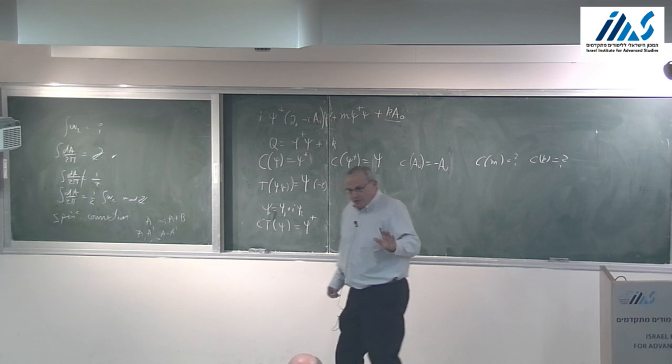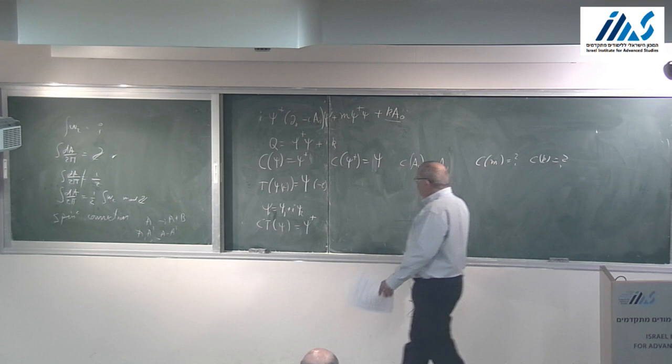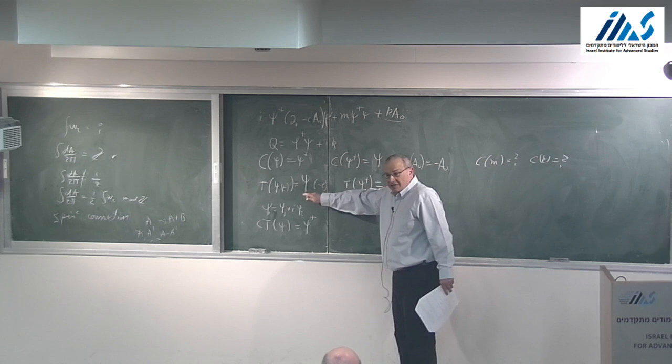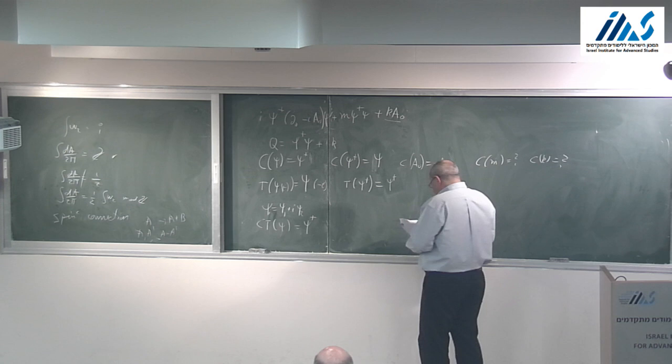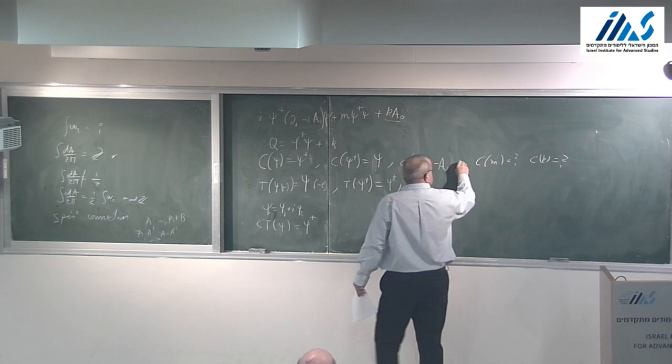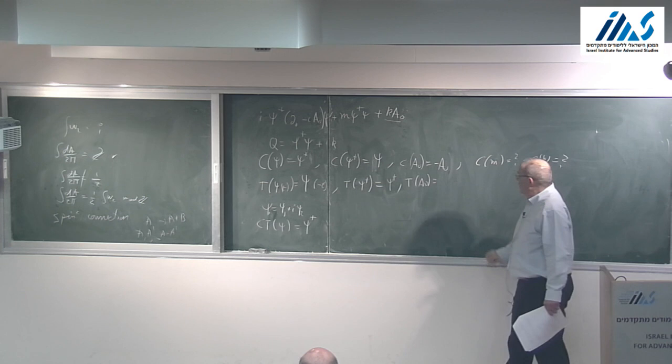So let's fill in the table. So T of psi dagger is what in this convention? Psi dagger. Notice that it does not change the electric charge, because T on charge 1 is charge 1, not charge minus 1. And what's T on A0? A0. And they are good.